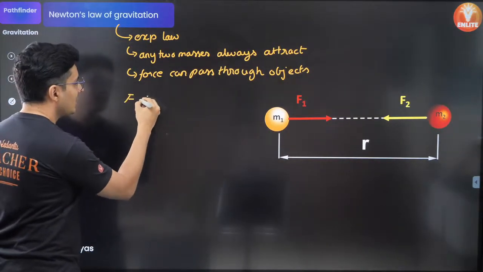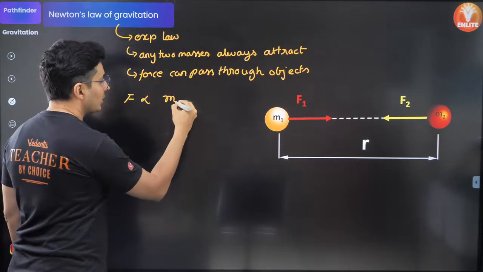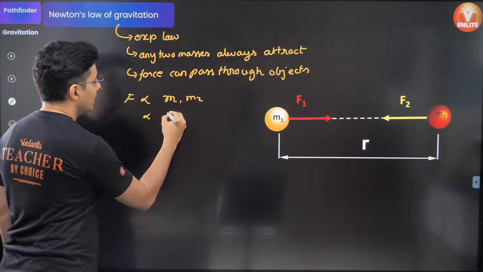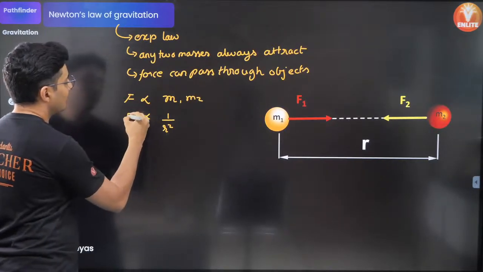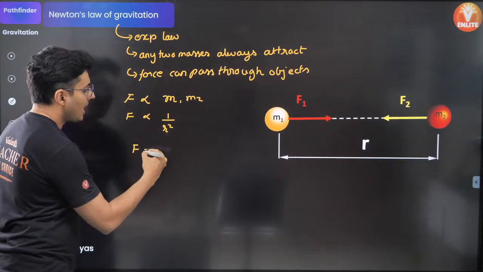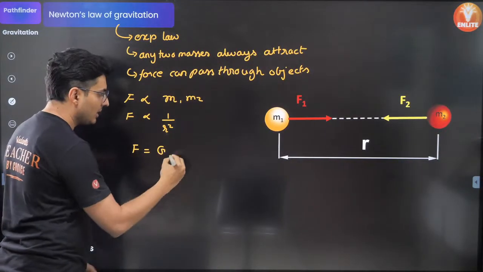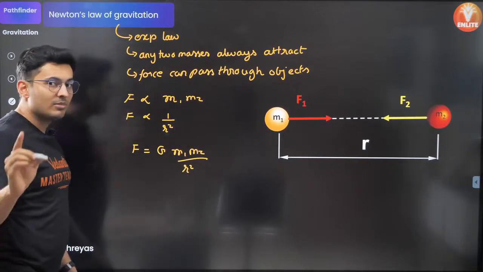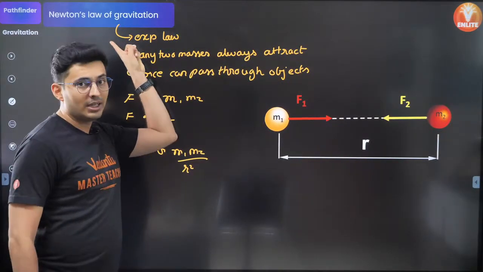Now this force is proportional to the product of the masses m1, m2, but it is inversely proportional to the square of the distance between them. Hence, you rewrite this equation like this: F is equal to G m1 m2 by r square, where G is the constant. Keep this in mind, G was not given by Newton.